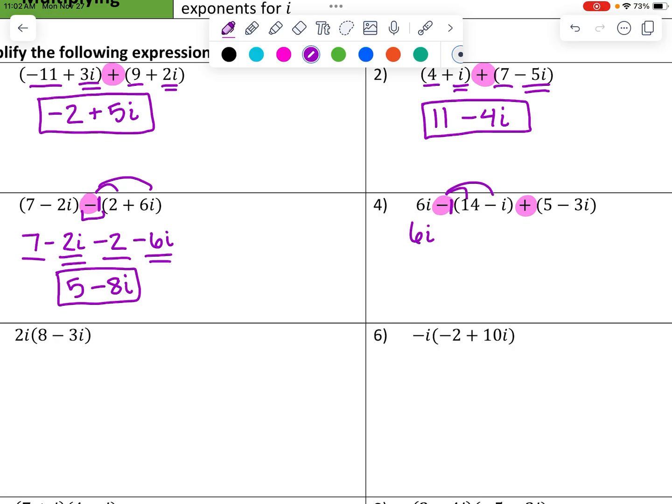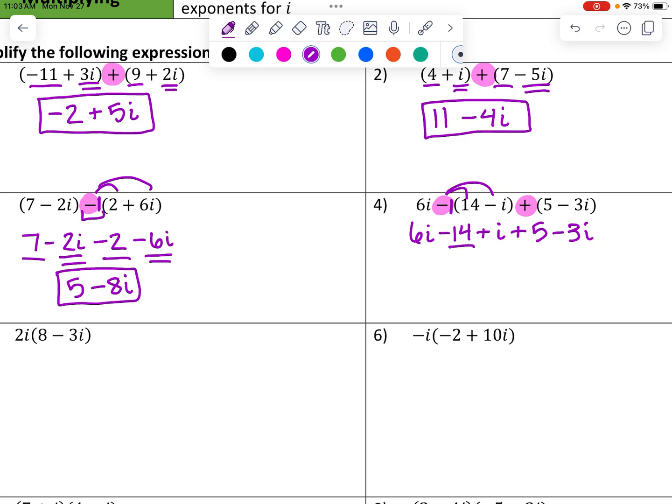So I have 6i minus 14 plus i, negative 1 times negative i. Then I'll just bring down the plus 5 minus 3i. Nothing changes on that part because we're just adding it in. We're ready to combine like terms.